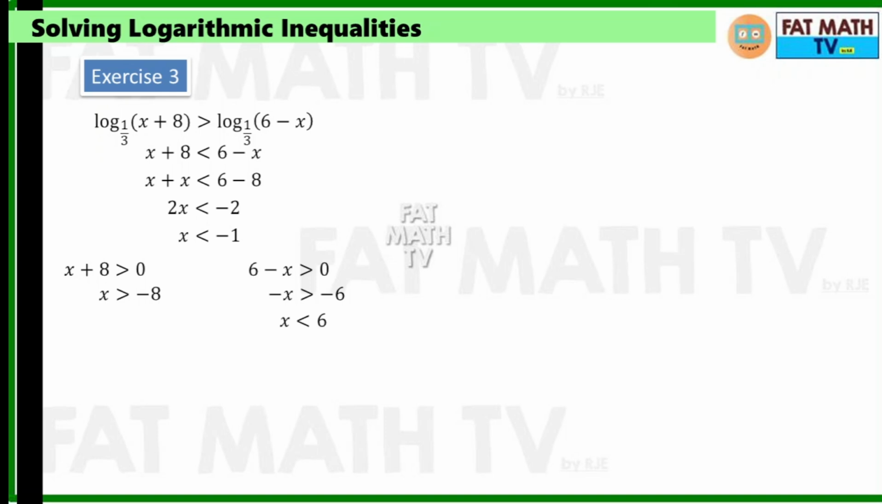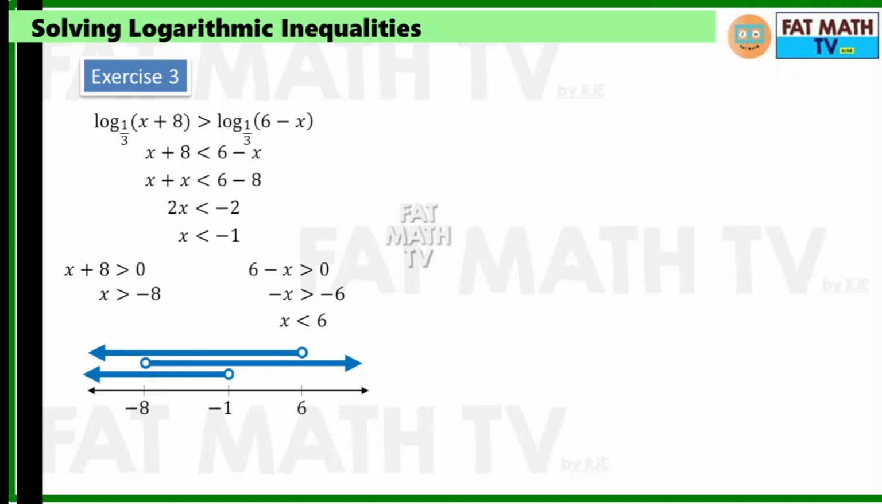So we have negative 1, negative 8, and 6. The lowest is negative 8, followed by negative 1, and then 6. x less than negative 1 is all numbers to the left of negative 1. x greater than negative 8, all numbers to the right of negative 8. And x less than 6, all numbers to the left of 6. So what's common to the three of them is this part here, negative 8 to negative 1. So all numbers greater than negative 8 but less than negative 1 can satisfy the given inequality.